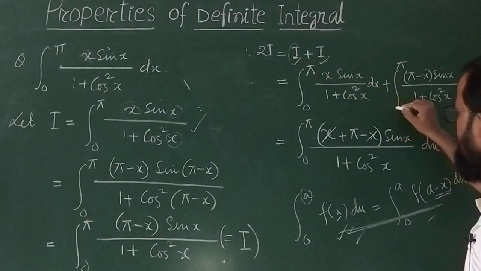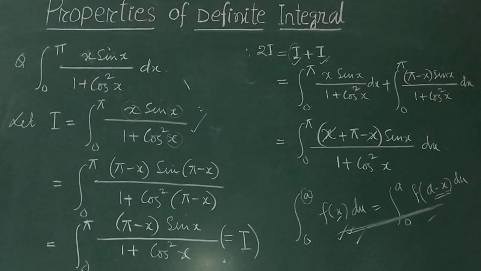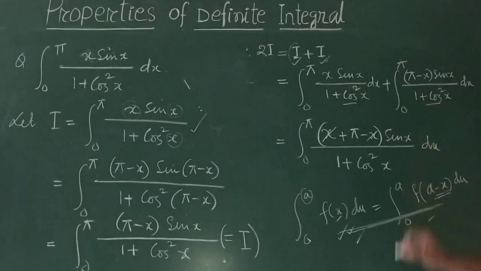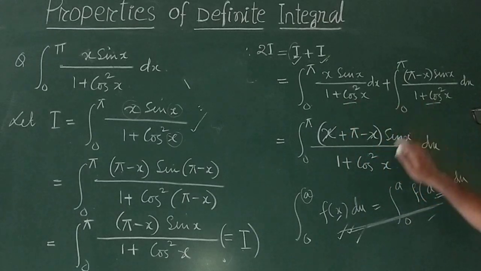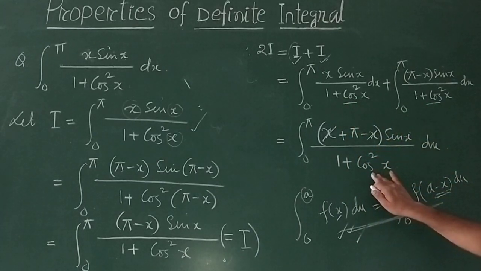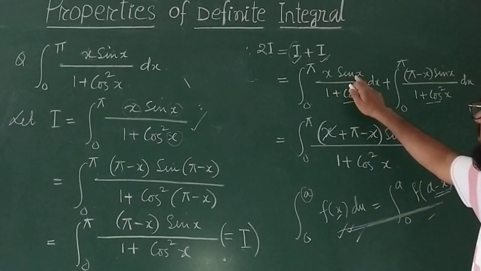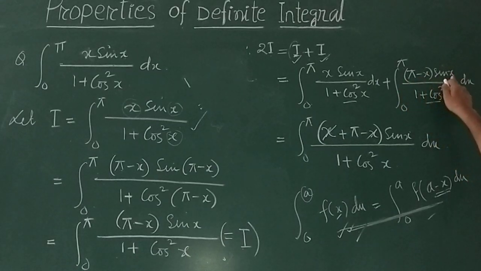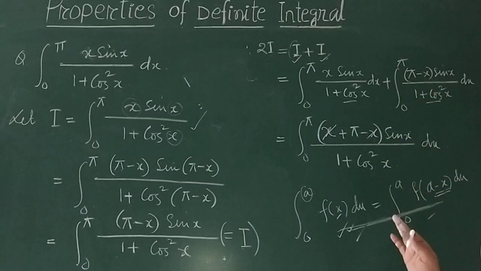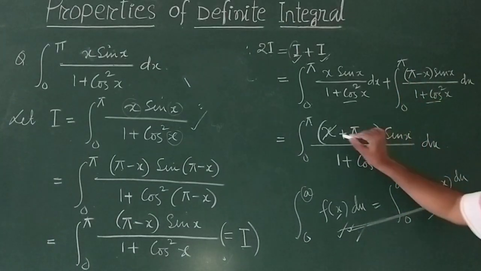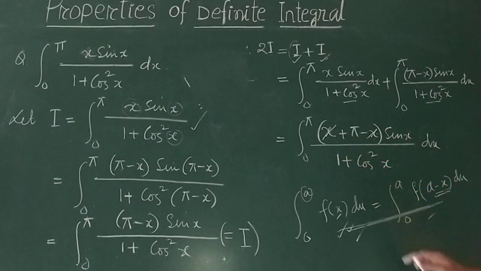Now both the integrals have the same limit, so you can take the integral common. The denominators are the same, 1 plus cos square x, so you take the denominator as it is and take the LCM. After taking the LCM, the numerator will be x sin x plus pi minus x into sin x. If you take sin x common, it will be x plus pi minus x. This is a simple calculation, and this x and that x will be cancelled. Finally, your integral becomes pi sin x by 1 plus cos square x.